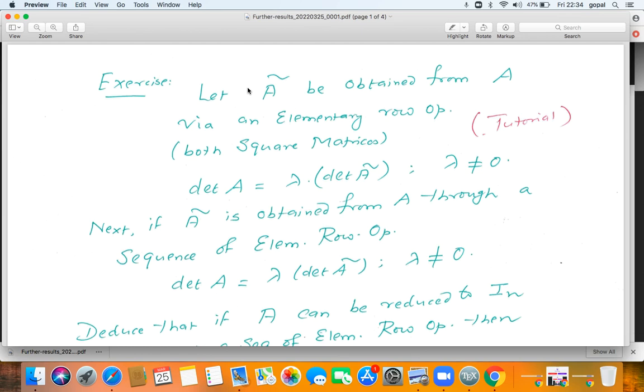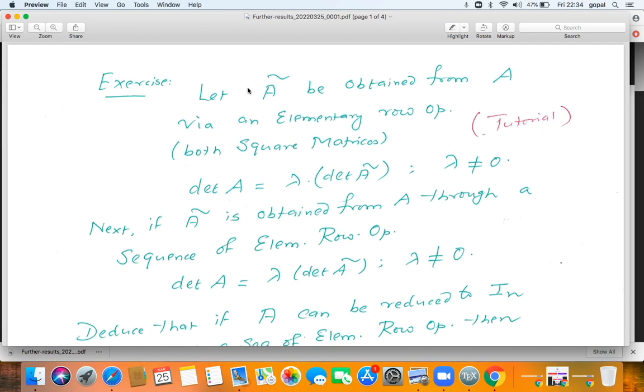If you perform an elementary row operation on a square matrix, say interchange of two rows, the determinant picks up a minus sign. Adding to a given row a multiple of another row, the determinant remains unaltered. Multiplying a certain row by a non-zero number, the determinant gets multiplied by that non-zero number. So when I perform an elementary row operation on A, I get a new matrix A tilde. What is the relation between the determinant of A and the determinant of A tilde? These two determinants are multiples by a non-zero lambda. So determinant of A equals lambda times determinant of A tilde, when lambda is not zero.